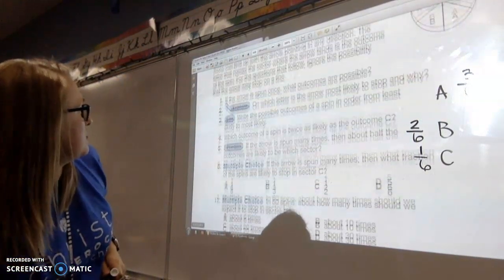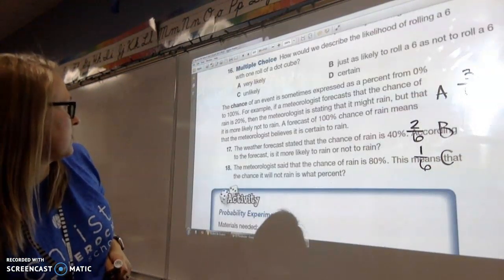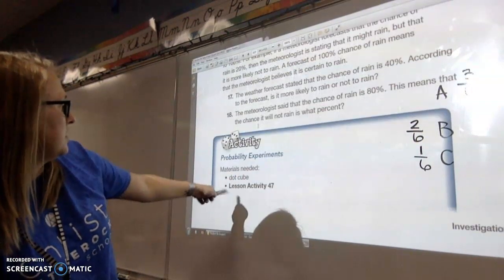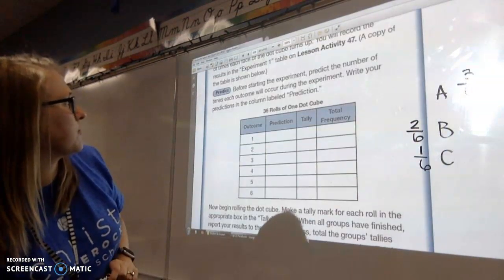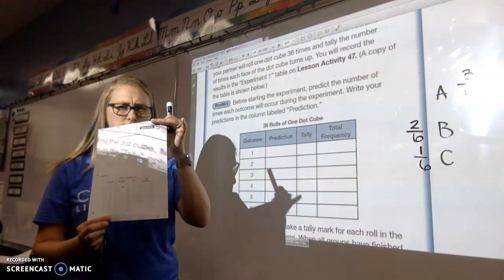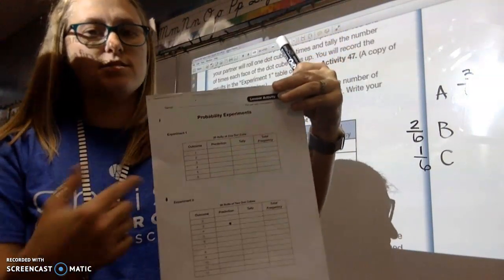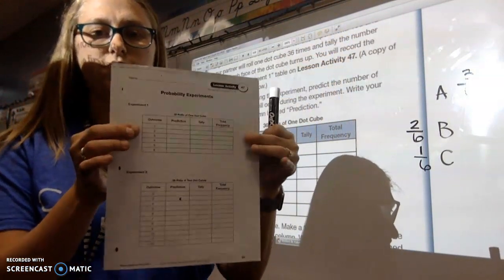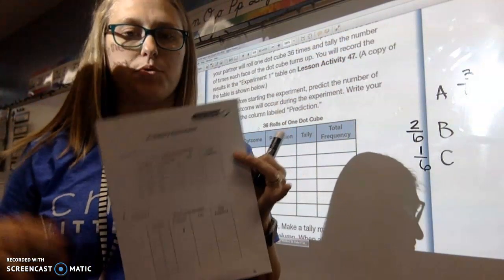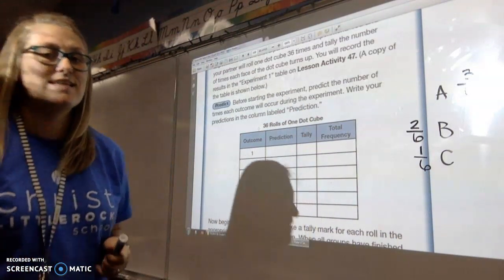So this is all in your book. If you go to the activity in our book, I'm just going to keep scrolling here. It starts on the first page. It says you need lesson activity 47. What that is, is just a piece of paper that looks like this. It has the same charts that are in your book. I'm going to give you one of these in your pickup packet, and if you don't have one, you can just copy the chart from your book. It's no problem.